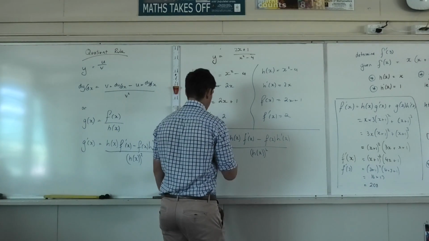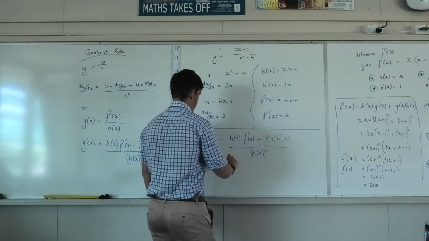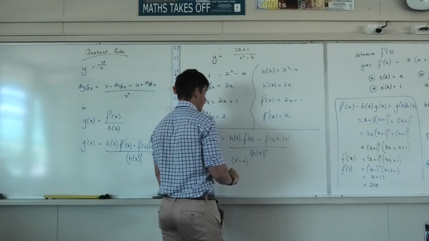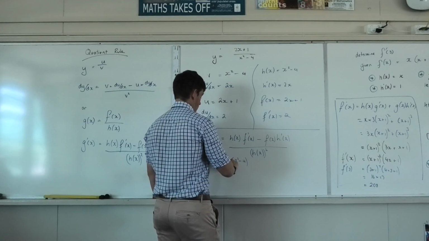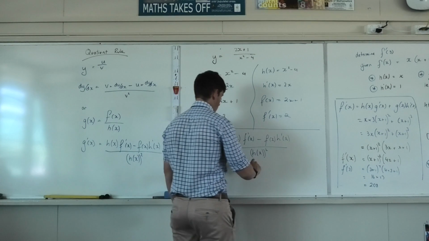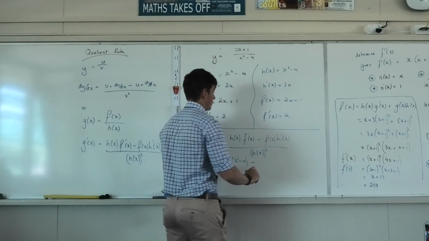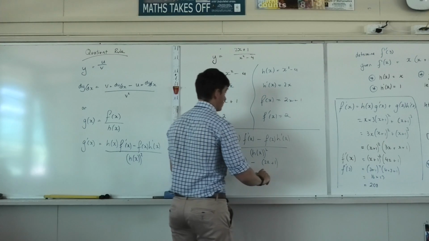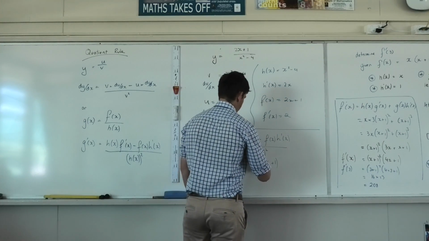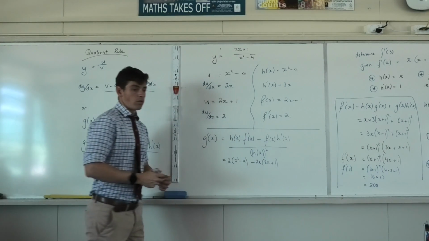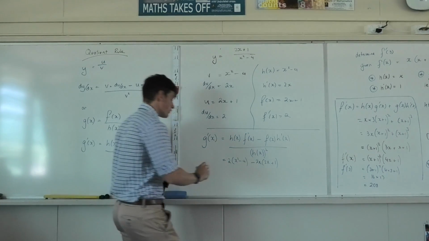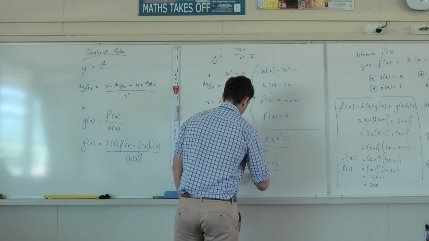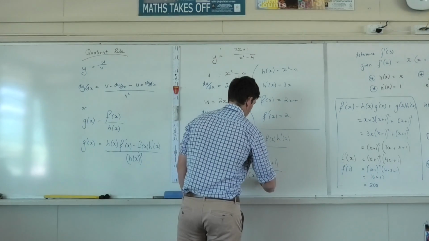So hx is... f dash x is 2, so I just put that at the front, minus 2x plus 1 times, I'm just going to put the 2x at the front. We good with that? Divided by, I'll leave my brackets again, x squared minus 4 to the power of 2.